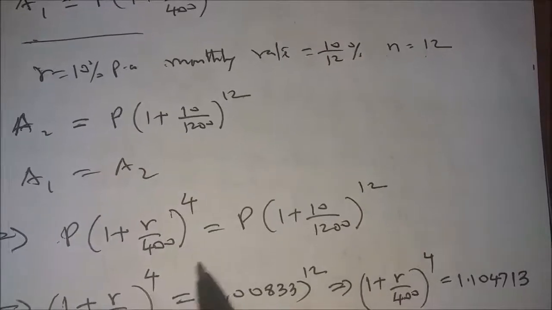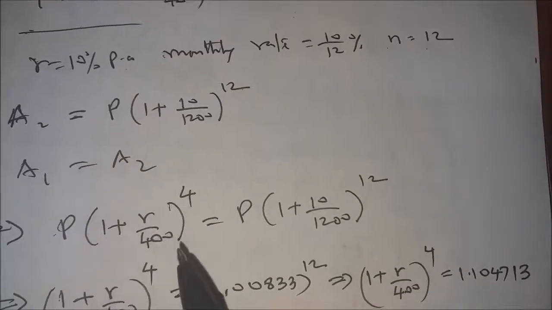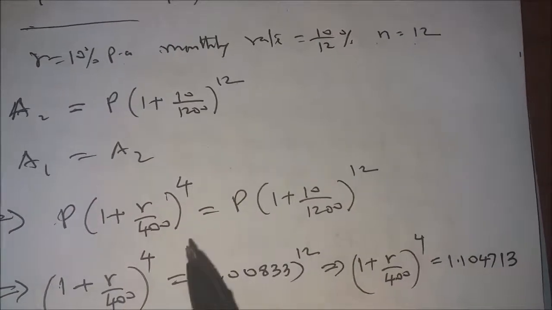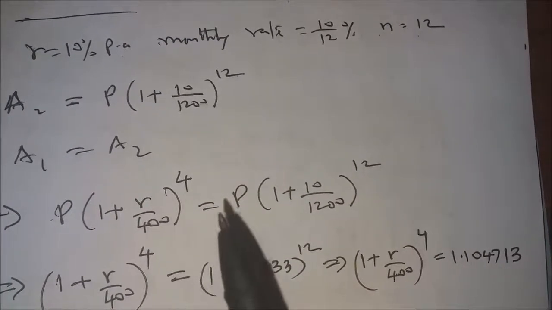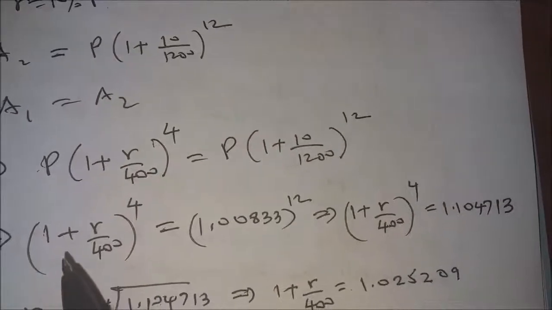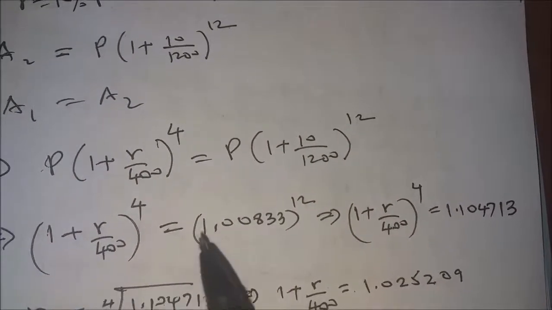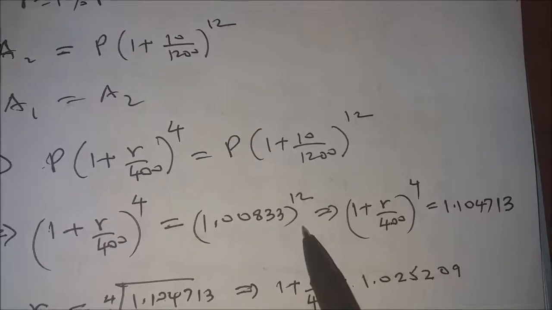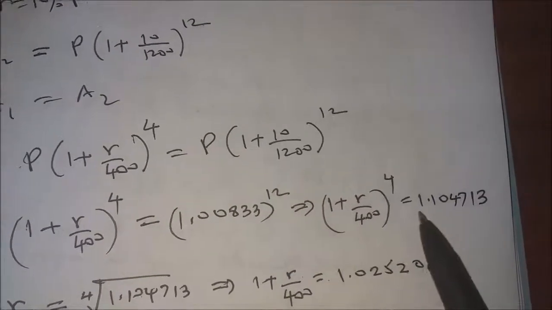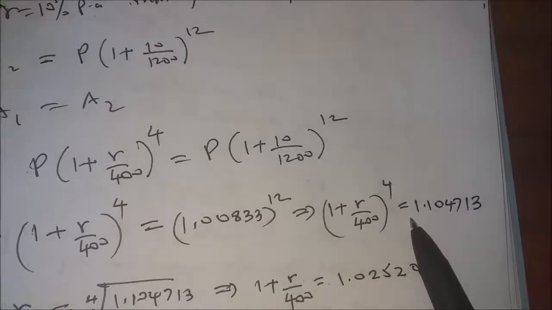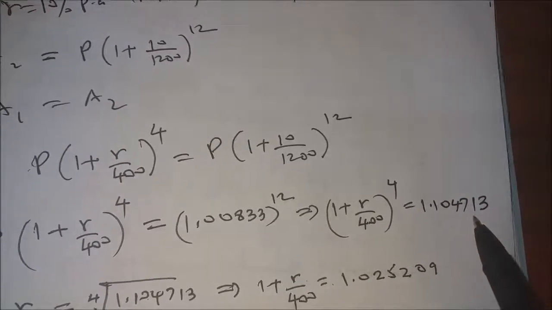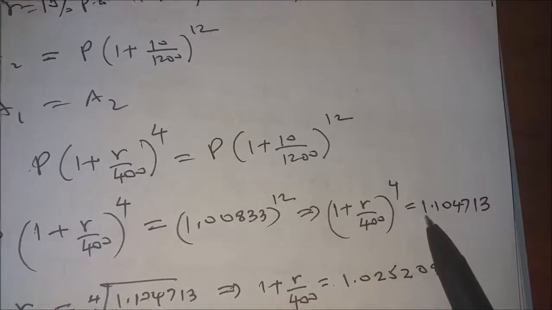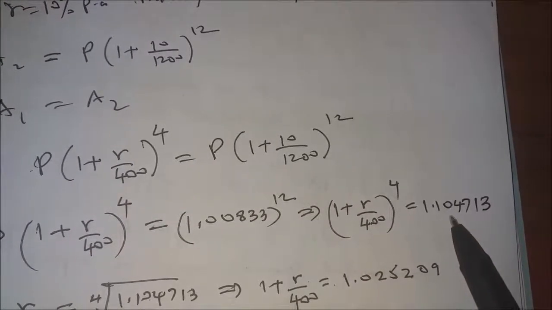In this equation, we are essentially looking for the value of R. So the P on the left side and the P on the right side will cancel out. And so we have this equation here. We use our calculator to evaluate 1.00833 to the power 12 to get 1.104713. So 1 plus R over 400 to the power 4 is 1.104713.